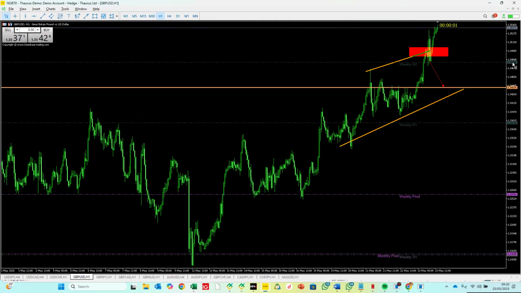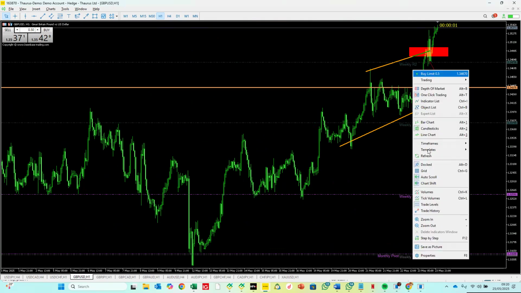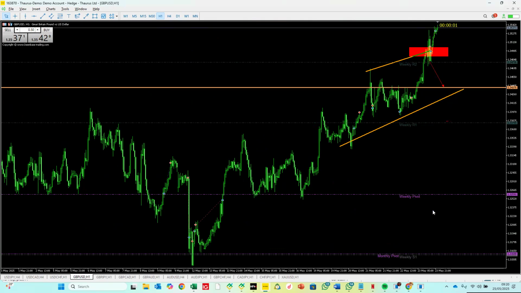So GBP USD, starting from the weekly time frame. Okay, what I have here, I was expecting that price will sell off from that point. It didn't sell off. When it got there, it still pushed up a little. So I think I was not able to get a good profit from here. Let me see what happened.